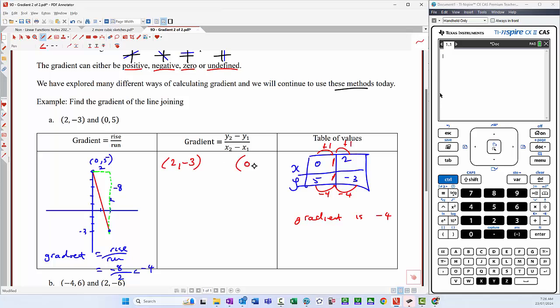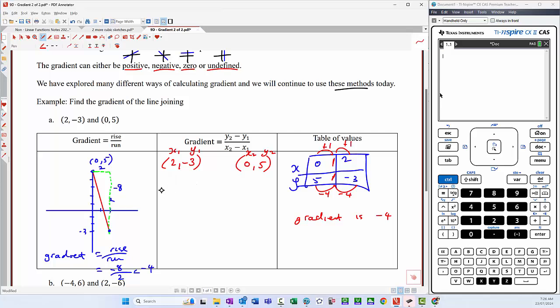The way I like to do this one, or teach this one anyway, is we write up our points that we're using and we call this x1, y1, and we call this point x2, y2. Now, by the way, this could be the other way around. So you could, if you want, do 0, 5 as x1, y1, and do 2, -3 as x2 and y2. What you can't mix up is the numbers. So this is coordinate pair 1, this is coordinate pair 2. So I'm going to stick with what I originally chose.